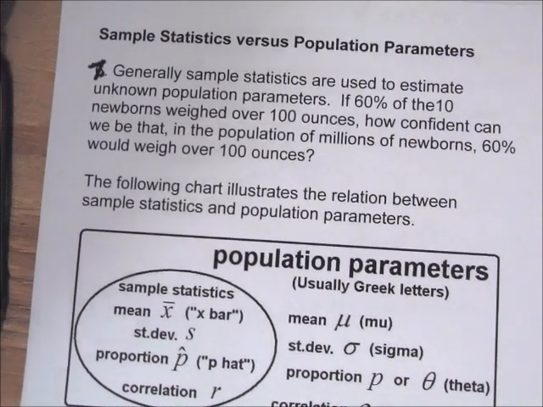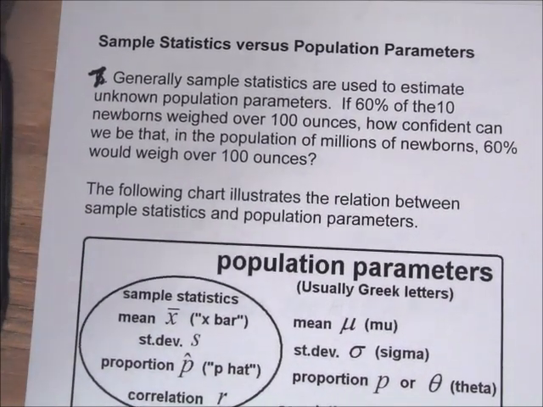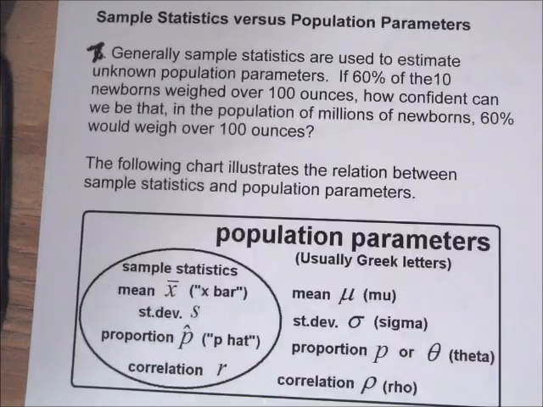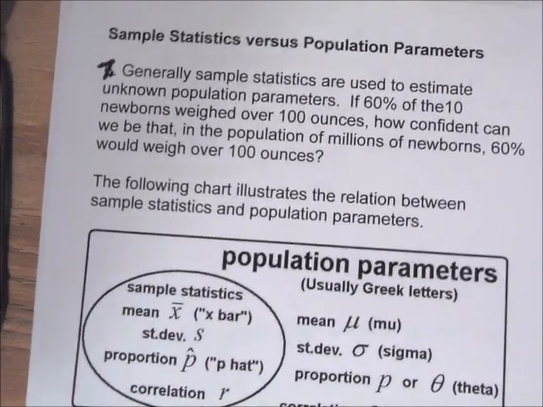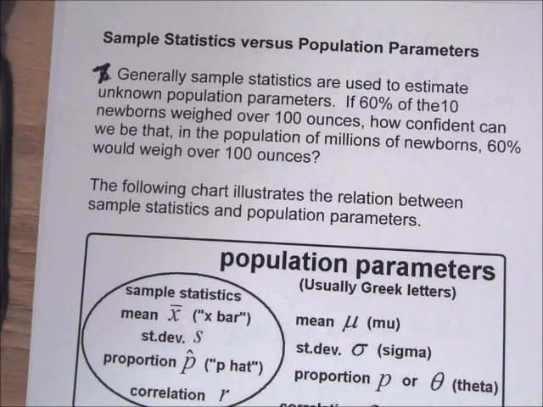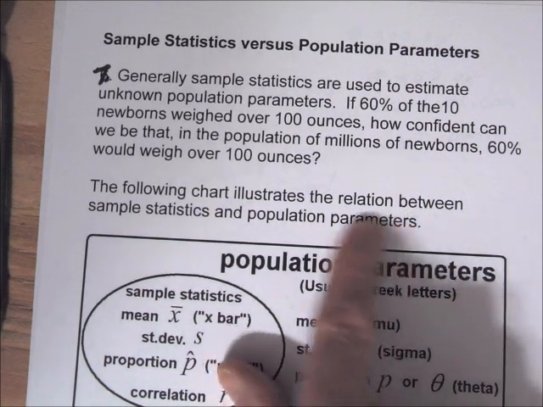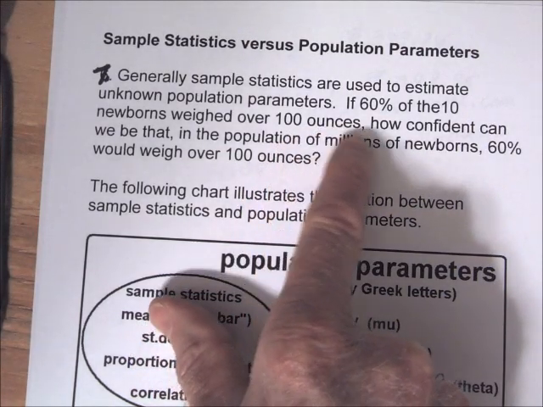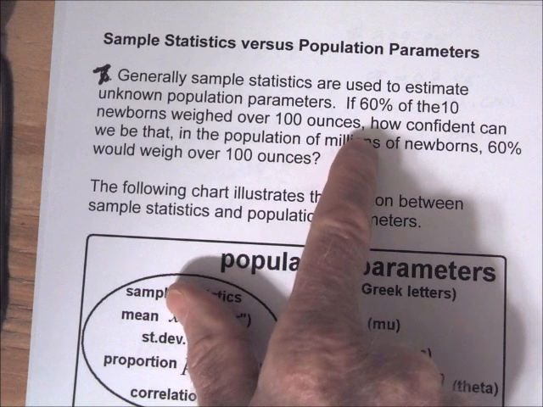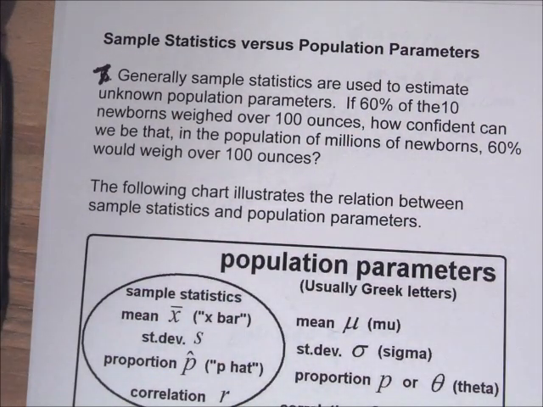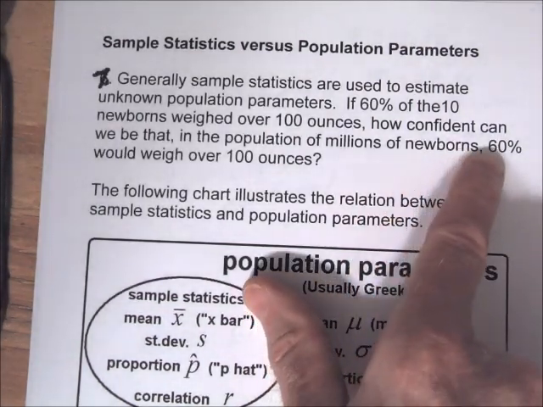Okay, so I want to say a little bit about the relationship between statistics and parameters. The statistics come from a sample that's typically from a larger population. So, for example, in our sample, 60% of the 10 newborns weighed over 100 ounces, but what we'd like to know is the proportion of babies in the population of millions that would be over 100 ounces. So we want to know how confident we can be.